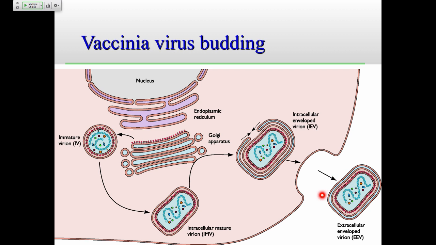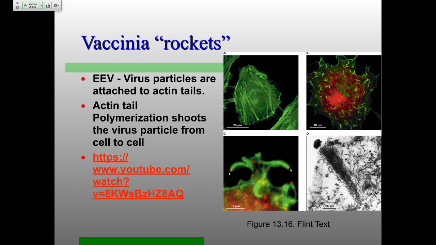This is the one which is important for going from cell to cell, and this is the one which is important for going from organism to organism. And then just to finish up, I wanted to show you this image here, which is how virus particles seem to be able to move from cell to cell.